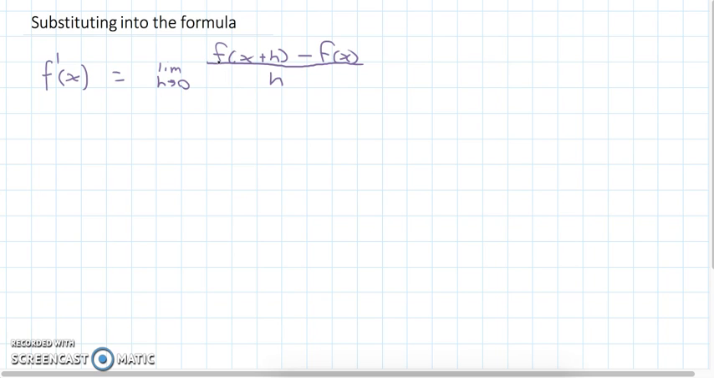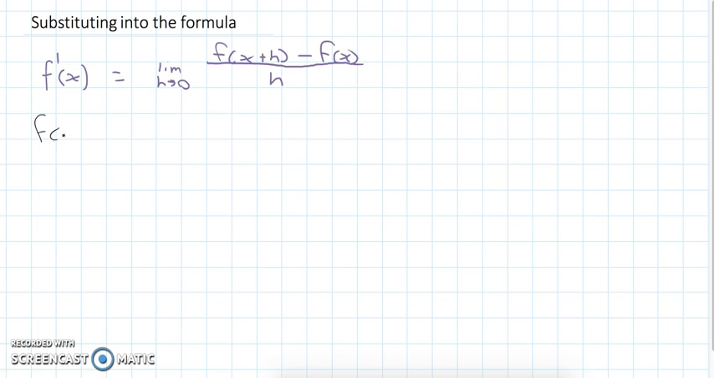Well, yes and no. Once we go through and actually work out what's going on when we plug a function in up here, we'll find that this h, more often than not, will cancel out. So let's go through and see how we can put a basic function into this. So let's take the function f of x equals, let's just take x squared.